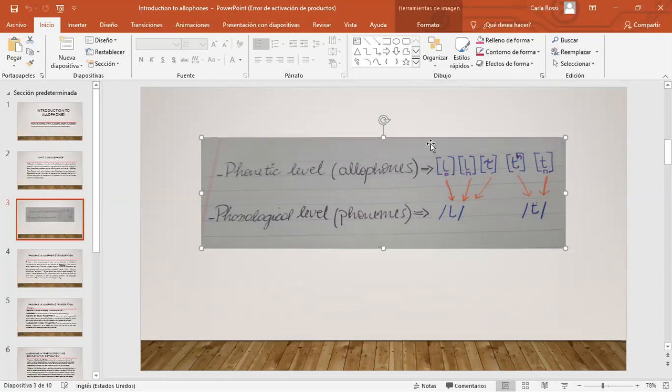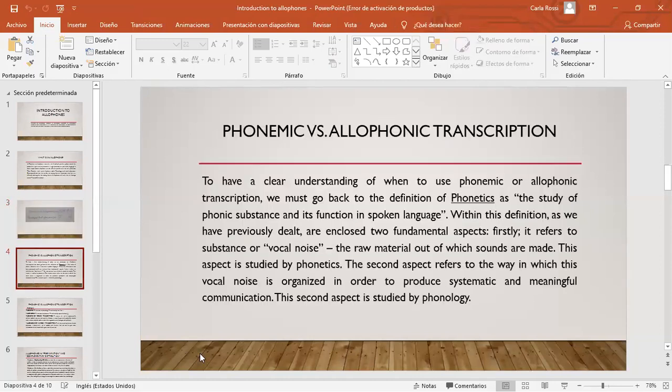And so bear in mind that if you don't learn perfectly all the three aspects that concern consonant sounds, it would be very difficult for you to understand and acquire the allophones. That's all I have to say about this slide. Then we can move to the following: phonemic versus allophonic transcription.